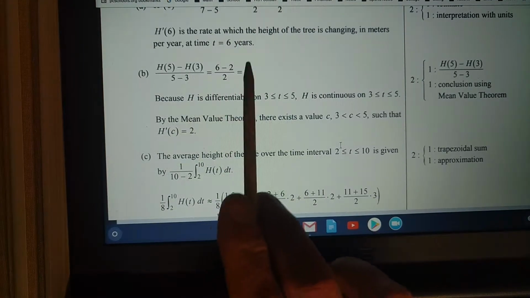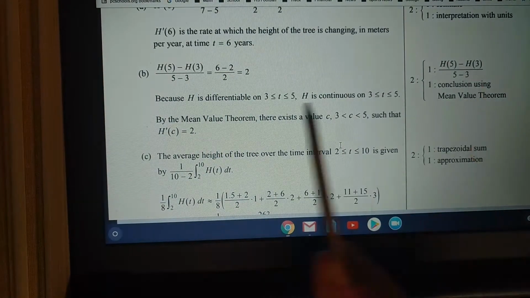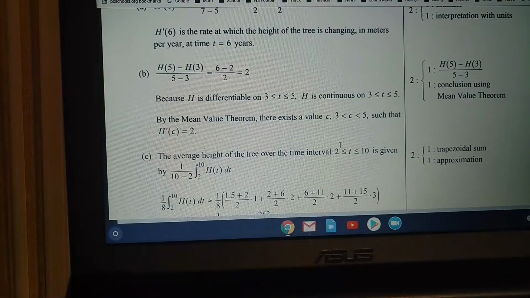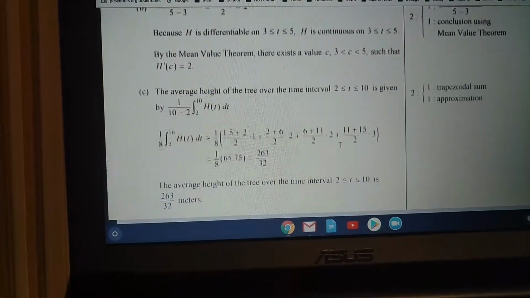Well, yes, this point's pretty easy for the difference quotient. This point's pretty difficult to get. A lot of things have to be there for that second point.